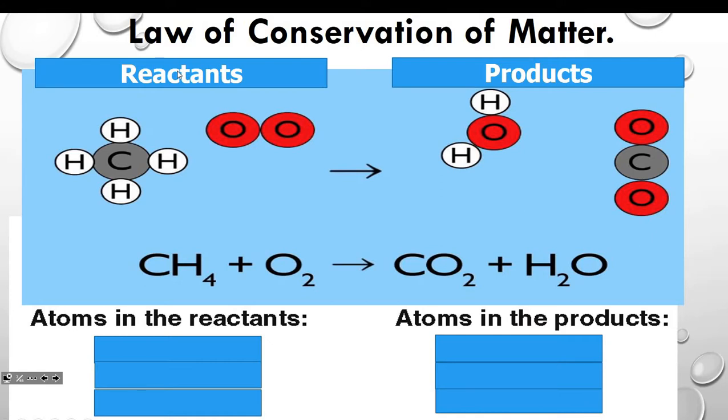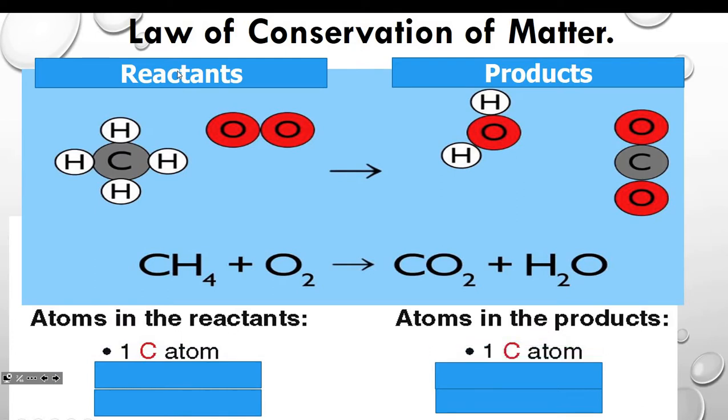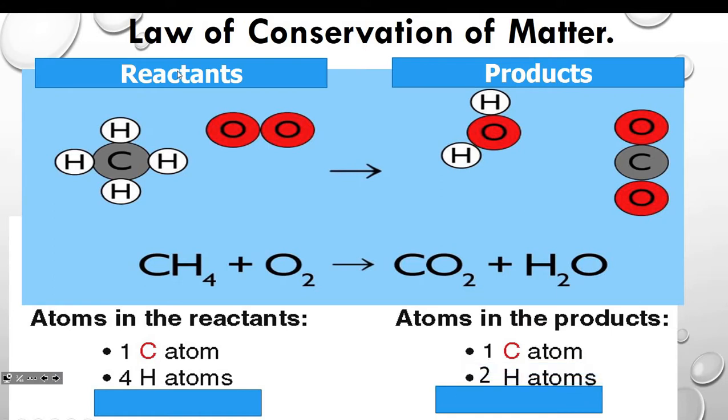Okay, so when we do conservation of mass, we have to look at each individual element. So there's one carbon on the reactant side, and there's one carbon on the product side, which is good. If we look at now the hydrogens, those are the white ones, there's 4 hydrogen atoms on the left side. There are only 2 hydrogen atoms on the right side. And the only thing that has hydrogen atoms was water. So I need to have 4 hydrogen atoms on this side. In order to do that, I need to add another water.